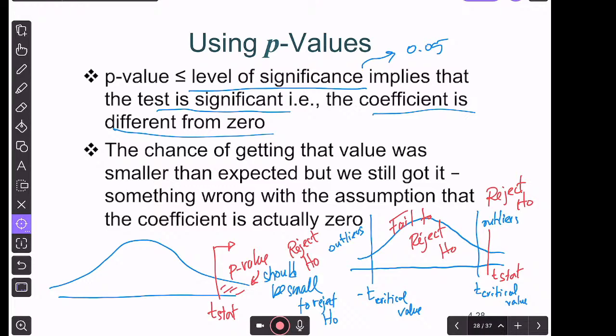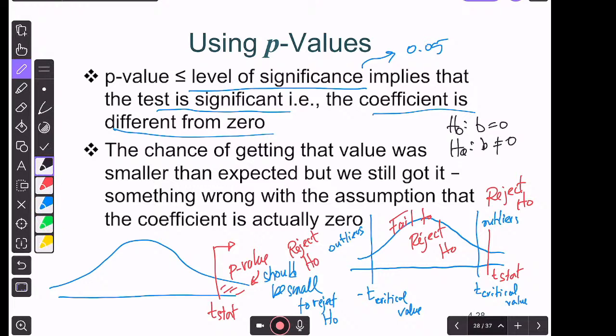And what are we rejecting again, for people who are still trying to grasp this? We're rejecting the assumption that B was 0. That is disproving the hypothesis. Now a p-value for a two-sided test, I should tell you, just in case it comes up, is testing both sides to be an outlier. So the p-value is the total of this and this over here.